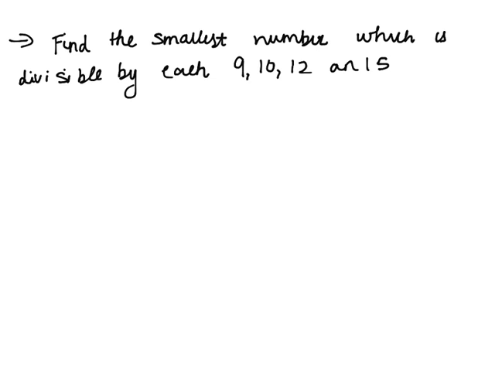Next question: we have to find out the smallest square number which is divisible by each of the numbers 9, 10, 12 and 15. So we have to find out the smallest number. In that case, first of all we will find out the LCM of the given numbers 9, 10, 12 and 15. Let's find out the LCM of these 4 numbers.